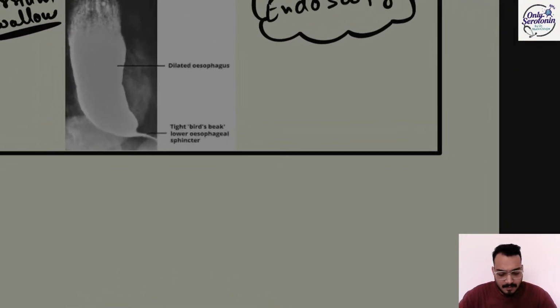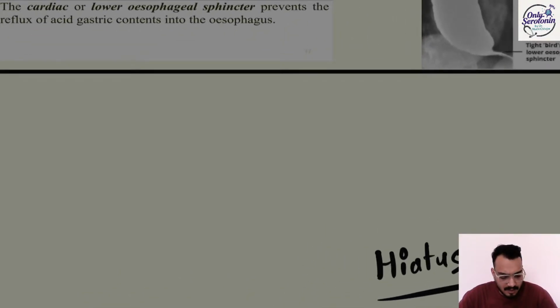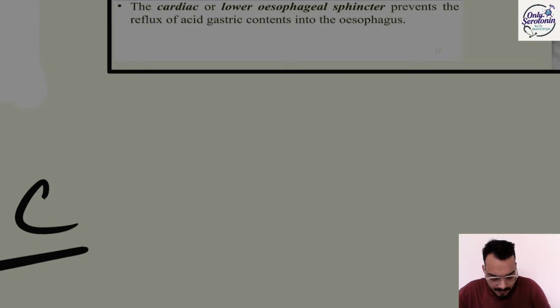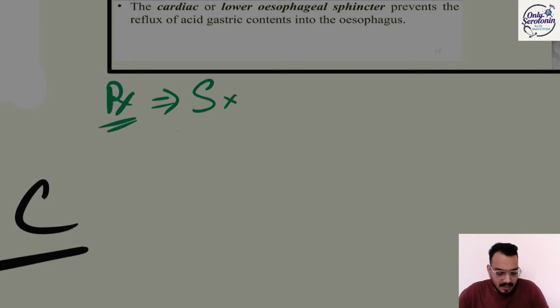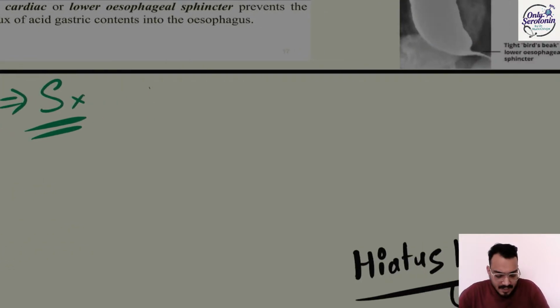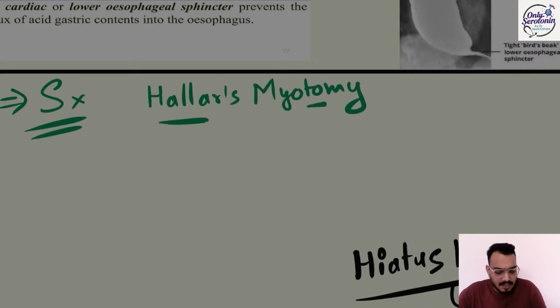Now, once you are 100% confirmed about this thing, then you have to do the treatment. What is the treatment you are looking for, guys? So the best treatment which you can do here is the surgery, and the name of that surgery is what, guys? Name of the surgery is Heller's myotomy. What you are going to do in Heller's myotomy, guys?